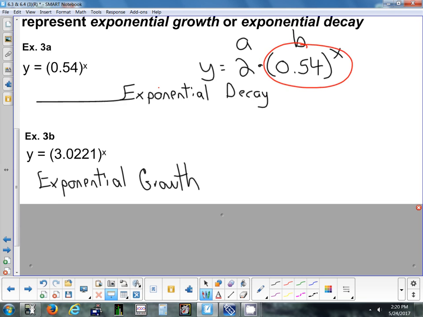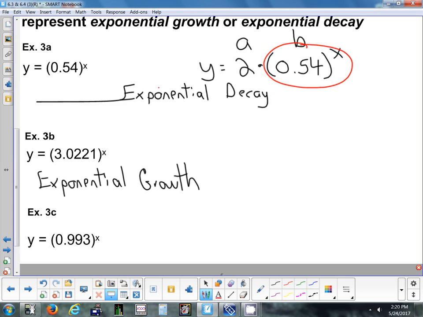All right? Last one. Y equals 0.993 to the x. Maggie, growth or decay?